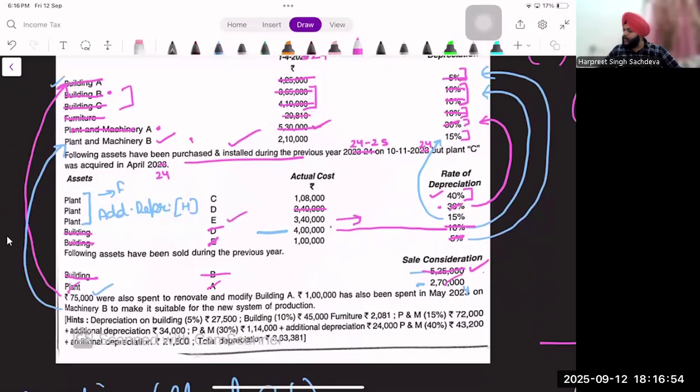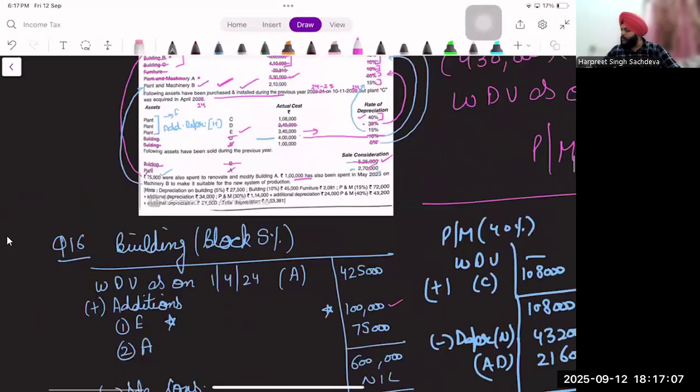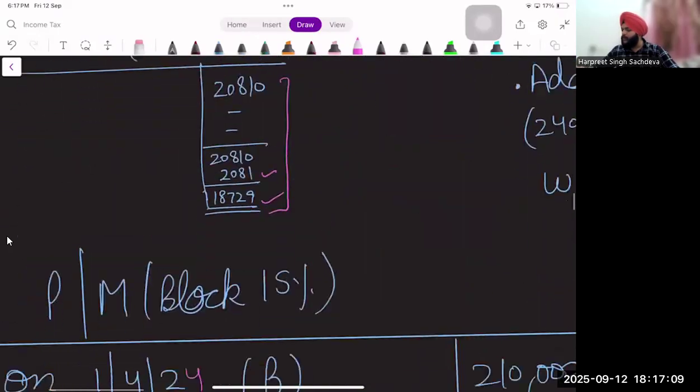And now we are having plant and machinery B. And the question is saying 1 lakh has also been spent in May 2024 on machinery B to make it suitable for the new system of production. Means this is also part addition. So plant and machinery block 15%.